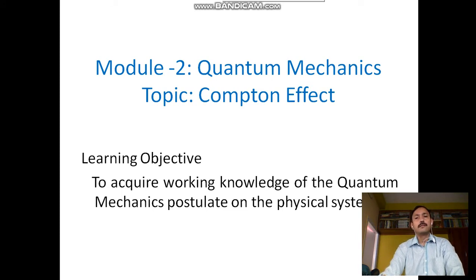Our today's topic is Compton Effect, and the topic lies in the module Quantum Mechanics. The learning objective of this module is to acquire working knowledge of the quantum mechanics postulate on the physical systems.